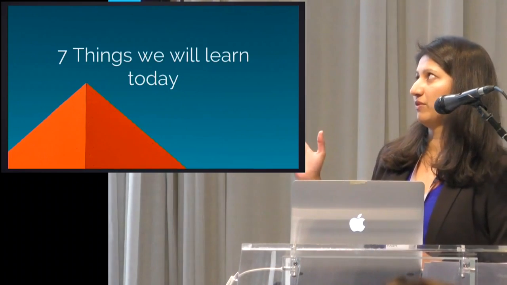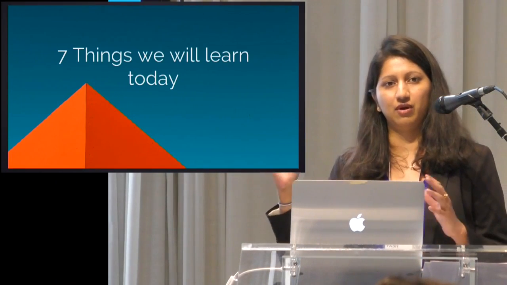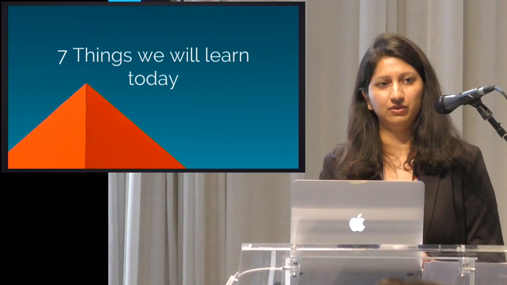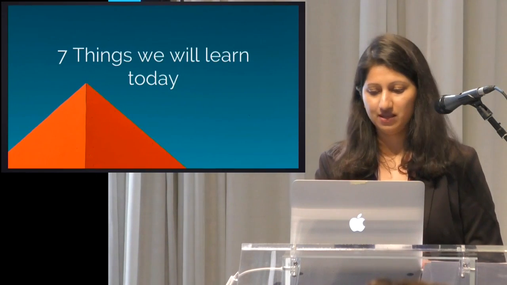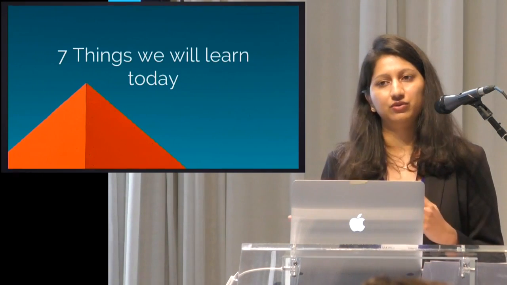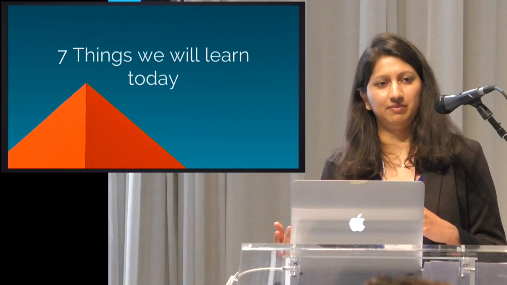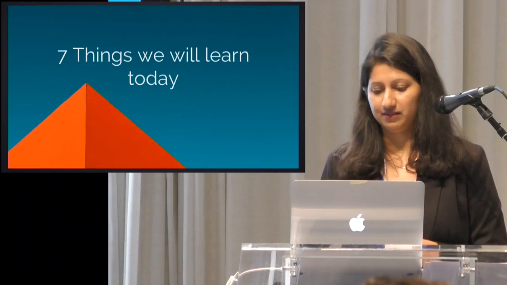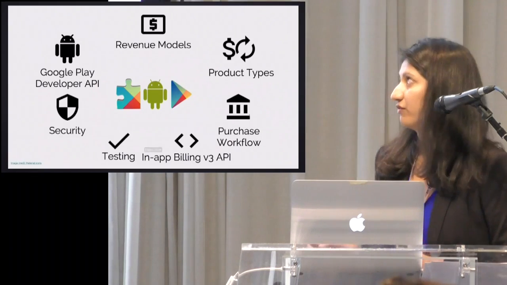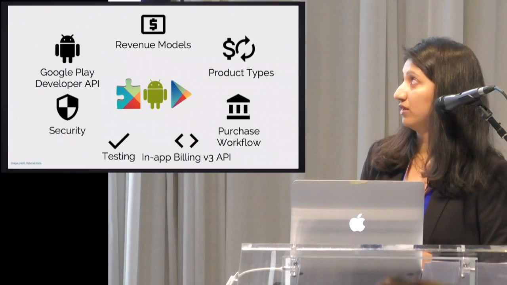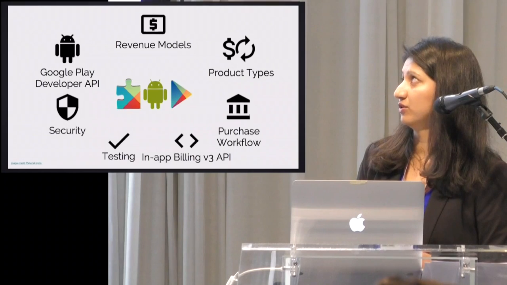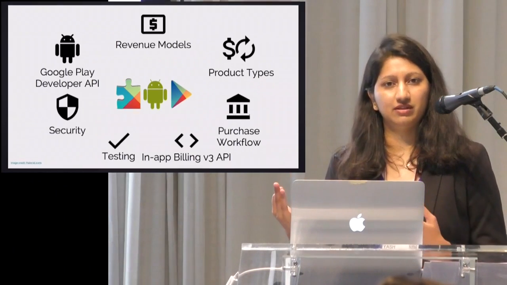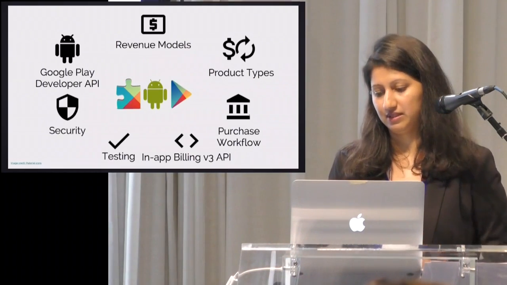So there are 7 things we will be learning today, starting from what revenue models you can use, what best fits your use case, and going through what client-side API and server-side API you should be using, and some best practices for implementing this. The first one is revenue models. So in Google Play Store, you have 3 revenue models. We'll go in depth into this in a bit.